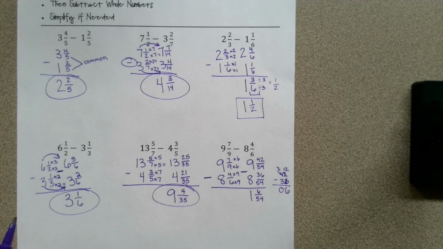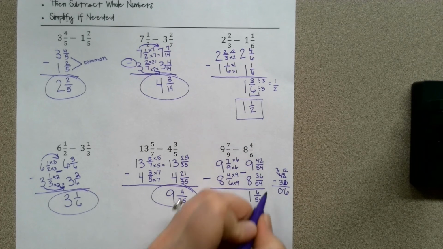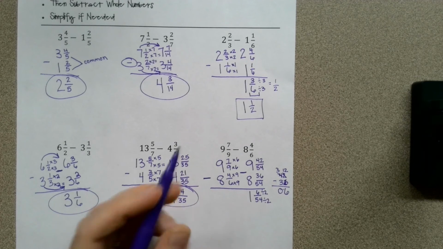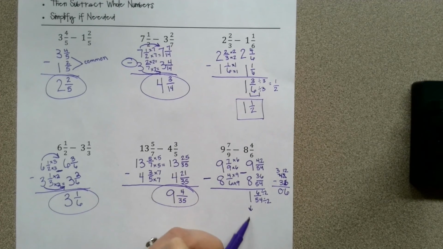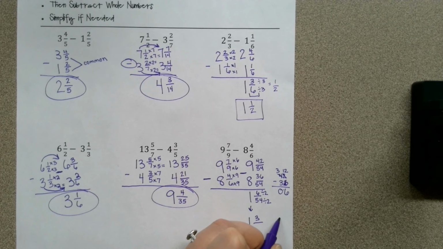However, you always need to check to see if you can simplify, because if you aren't using the least common denominators, and even if you do, you still may need to simplify. In this case, we have 2 even numbers, the easiest thing to spot, so we're going to divide both of them by 2. The whole number stays the same. 6 divided by 2 is 3, and 54 divided by 2, always okay to show that off to the side.